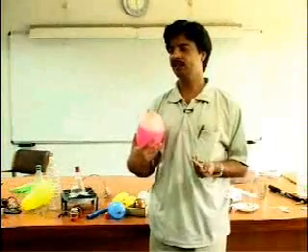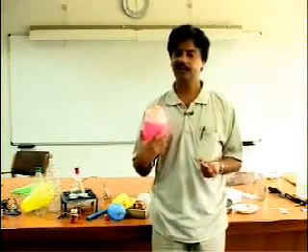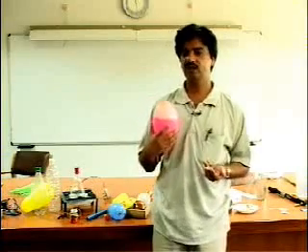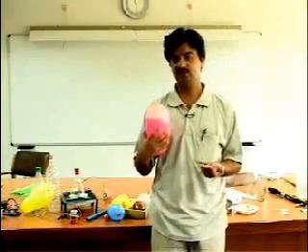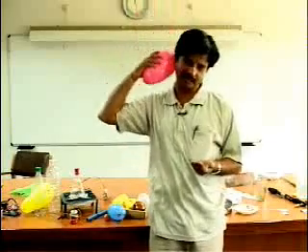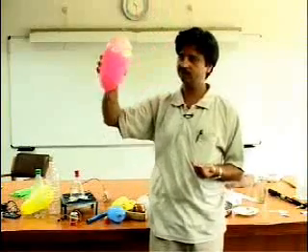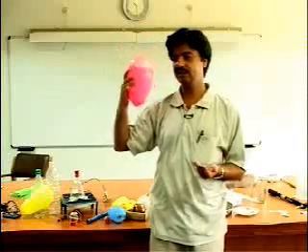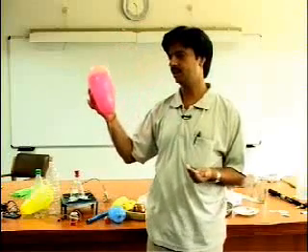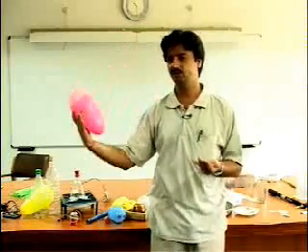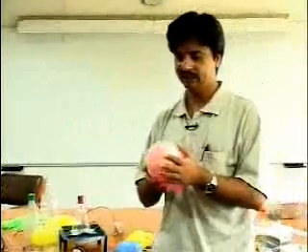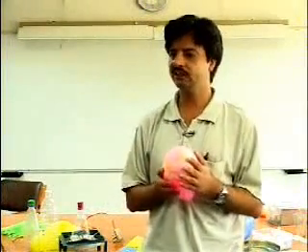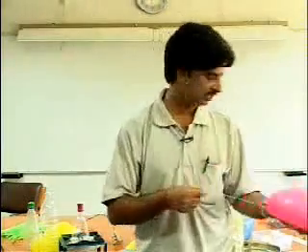So that is the property of a charged object. When a charged object is brought near uncharged object or oppositely charged object, it attracts. Once again, let's see. This is charged. How is it charged? Because of electron transfer during rubbing. When you rub, electrons are transferred from one to another.